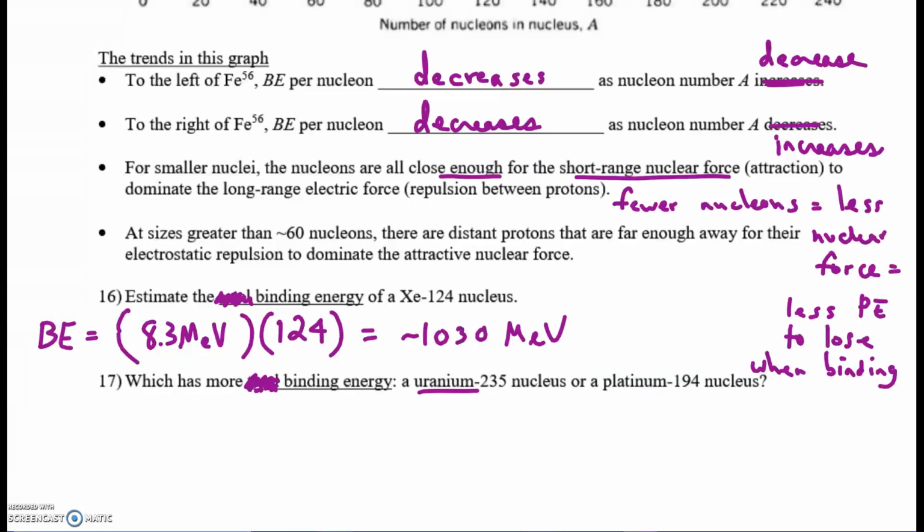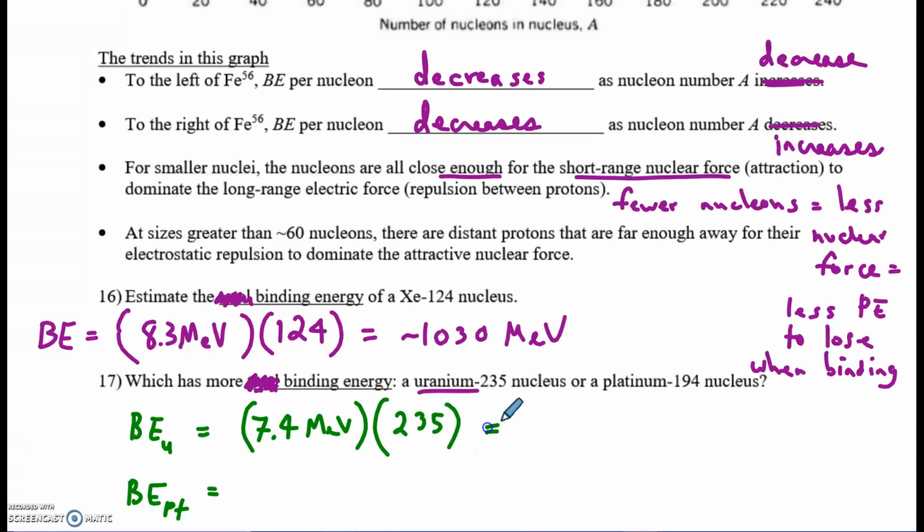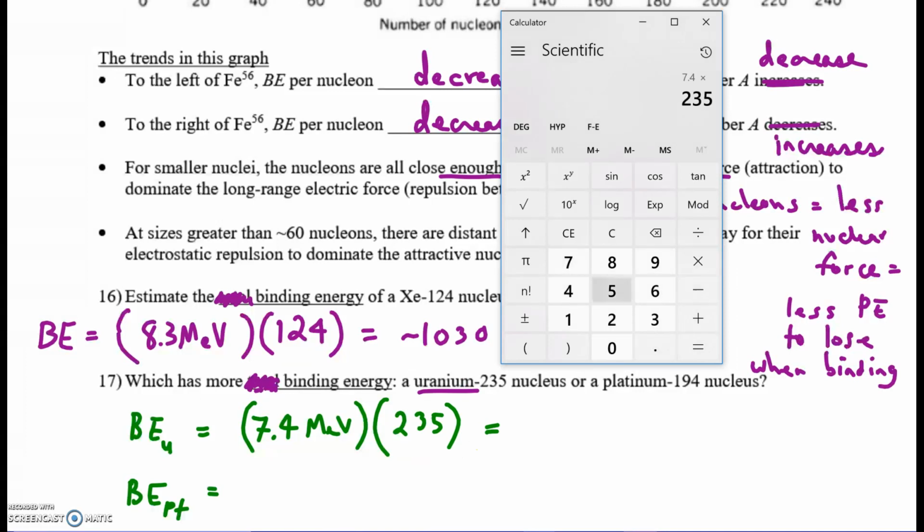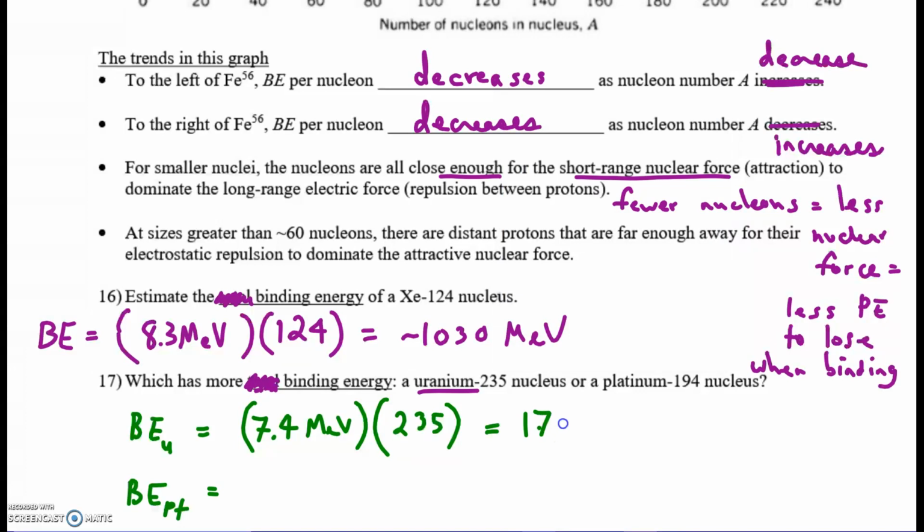All right. The binding energy for uranium, and then we'll do it for platinum. For every one of the uranium nucleons, it's 7.4 MeV, I think I said. And how many nucleons are there? 235. That gives 1739, which just so happens to be my PIN number for my bank account. It's funny.